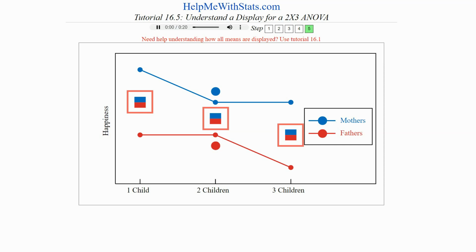The other feature of this 2x3 display is that there are 3 means for family size, indicated by the 3 blue/red squares. As we can see, the mean for 1 child on the left is higher than the mean for 2 children in the center, and the mean for 2 children in the center is higher than the mean for 3 children on the right.